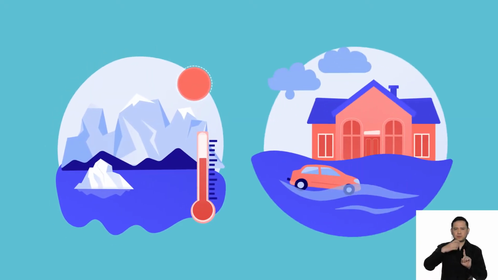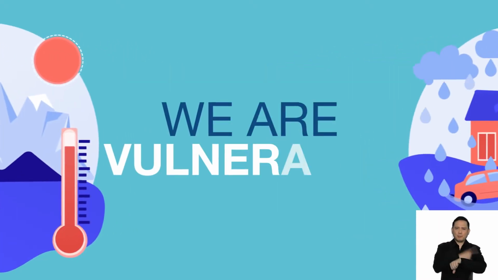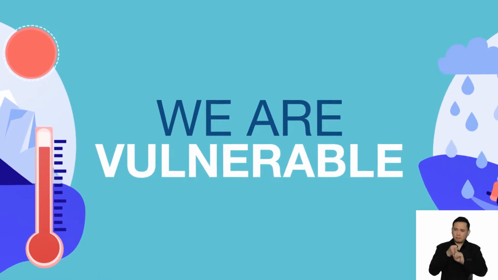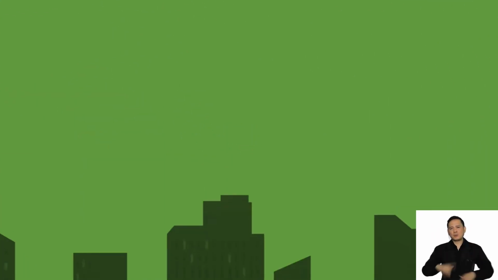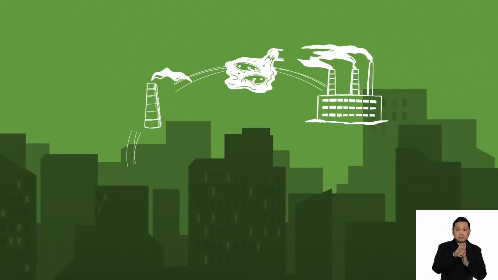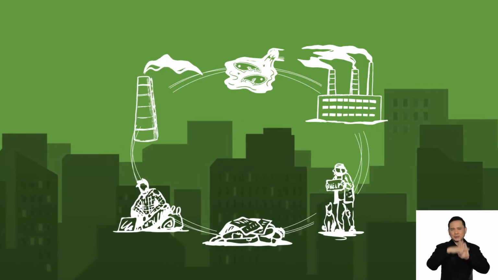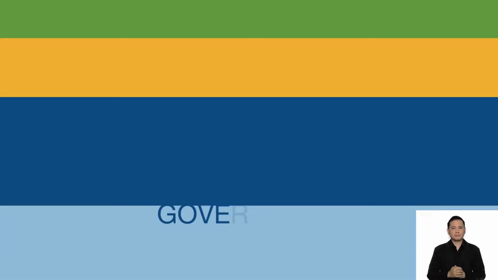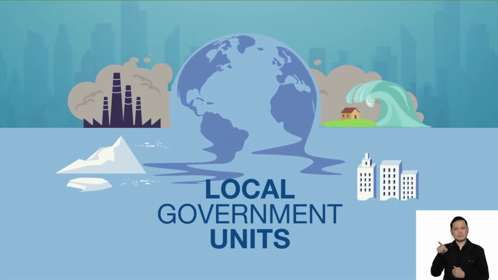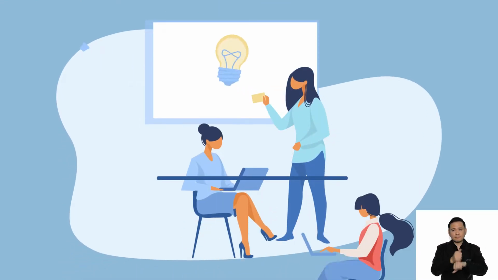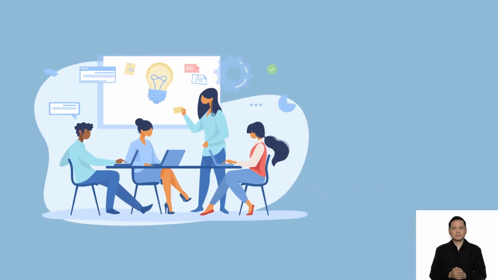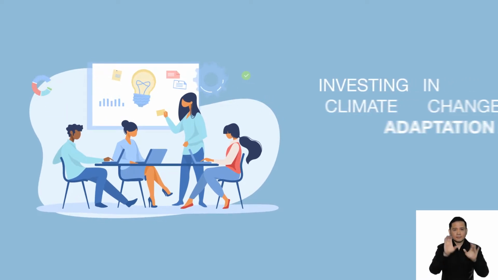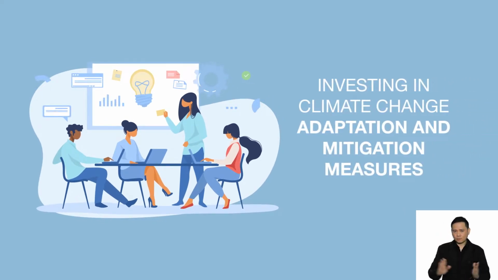From rising temperatures to strong typhoons, we are vulnerable to the serious impacts of climate change. Our development achievements have also been affected by the climate crisis, and it further aggravates existing development issues. Local government units, being at the front line of climate action, must develop local solutions to these changing local conditions by investing in climate change adaptation and mitigation measures through climate-responsive programs.